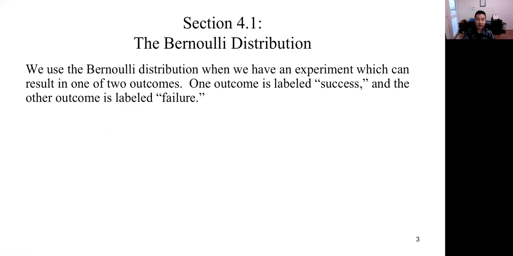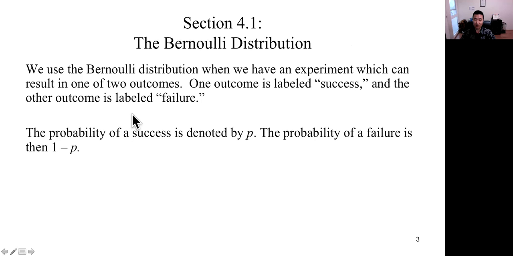So we use the Bernoulli distribution when we have an experiment which can result in one of two outcomes. So there are only two possible outcomes. One outcome can be labeled as success, and the other outcome can be labeled as failure. For example, we toss a coin, we can define head as success, and then the tail will be failure. Only two possible outcomes, head or tail, no other possible outcomes.